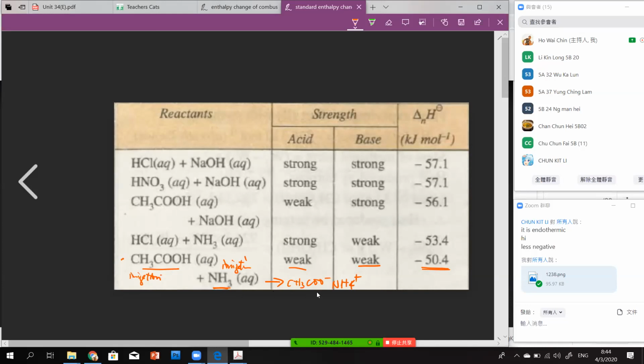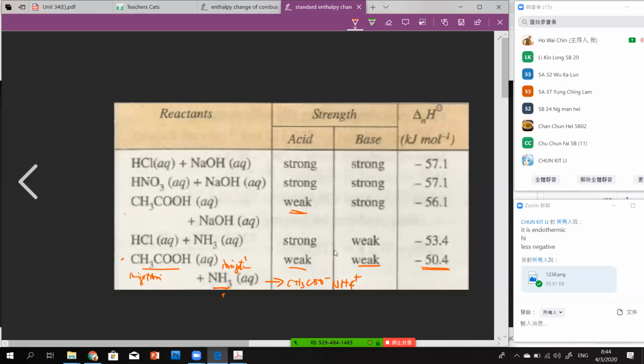Okay. So for this process, both processes will involve ionization. Can you get the point? This one also undergoes ionization. Ammonia also undergoes ionization, so it needs energy, as with the weak acid. So that's why you may find that for these cases.